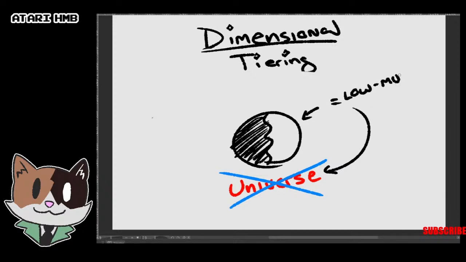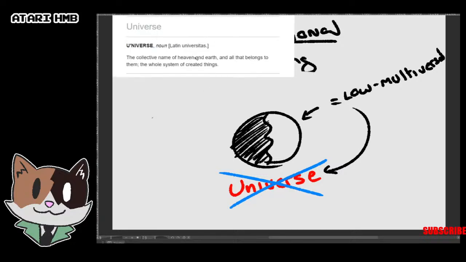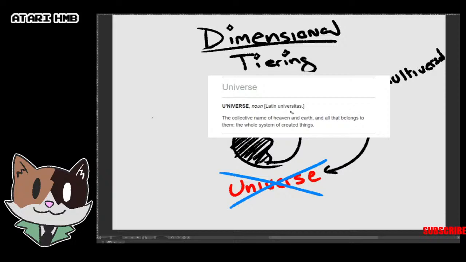But just because they label it as universe doesn't mean destroying this is equal to being universal, or rather, it'd be low multiversal. Now, for those of you who are confused and do want an explanation on this, I'll go ahead and give you an example definition. I will look up, as you can hear me typing, in the Noah Webster Dictionary, written in 1828. A good definition of the word universe says of Latin universitas, the collective name of heaven and earth and all things that belong to them, the whole system of created things.